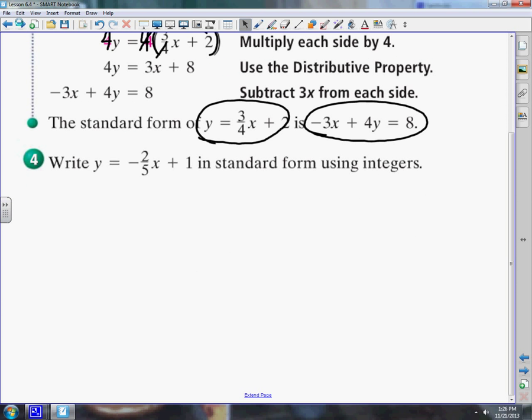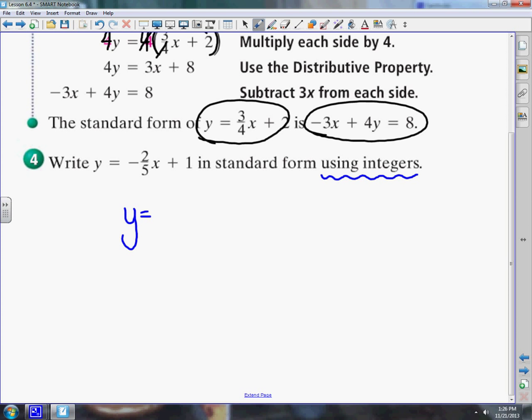So, try this one in standard form using integers. Here's the key word, using integers. No fractions. A fraction is not an integer. An integer is a positive or negative whole number. So you have to get rid of that fraction. So try this.